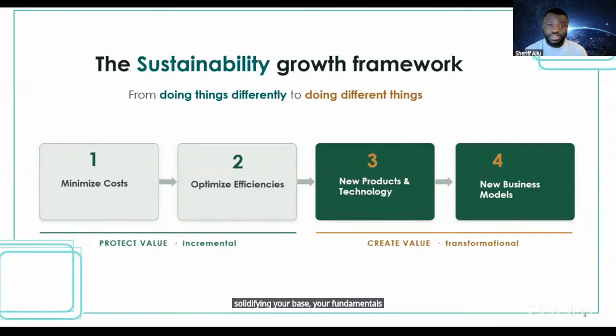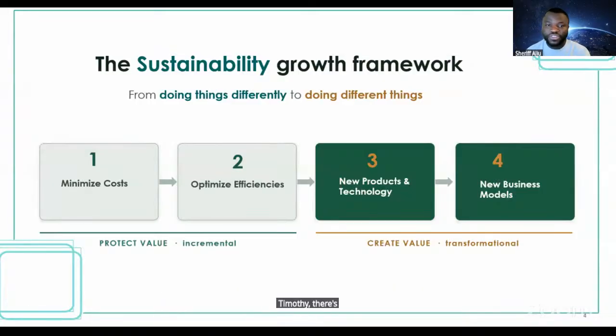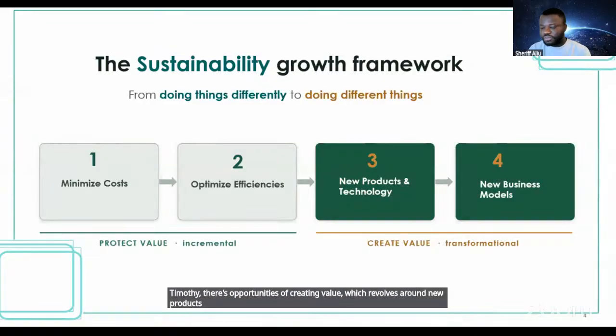When you're thinking about leveraging sustainability as a growth strategy, you have to start with your risk and opportunity mapping. And from that, think about solidifying your base, minimizing your costs, optimizing efficiency, before you then go out aggressively to pursue those opportunities of creating value, which revolves around new products and technologies and new business models. And we can look at a number of these, some case study examples of that.